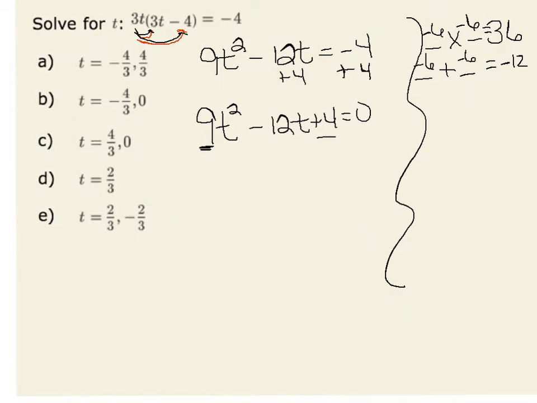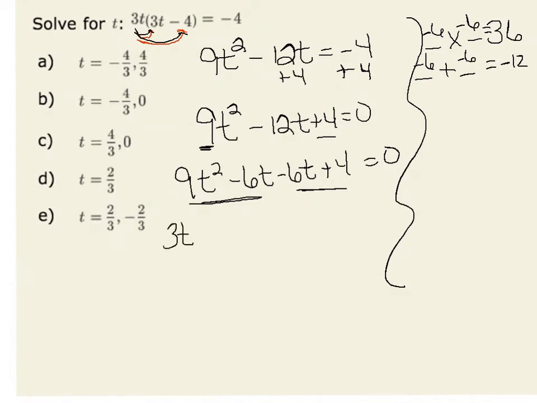So I can rewrite that middle term, negative 12t, as negative 6t minus 6t. So I would have 9t squared minus 6t minus 6t plus 4 is still equal to 0. In order to factor this by grouping, I am going to group my first two terms and my second two terms and factor out the greatest common factor in each. Looking at 9t squared minus 6t, I can see the greatest common factor is 3t. What I am left with when I factor out 3t from both terms is 3t minus 2.